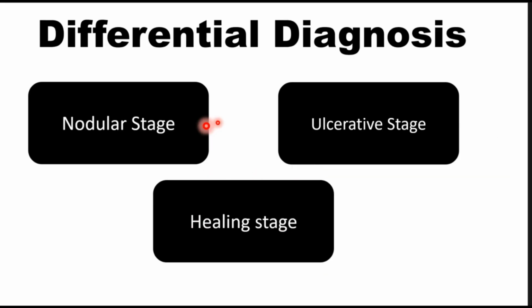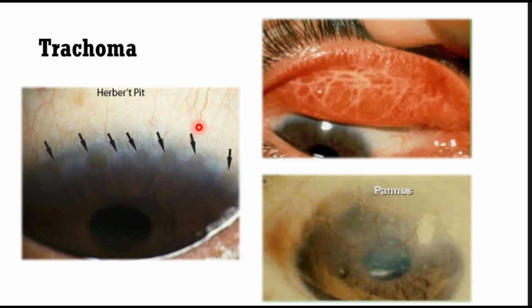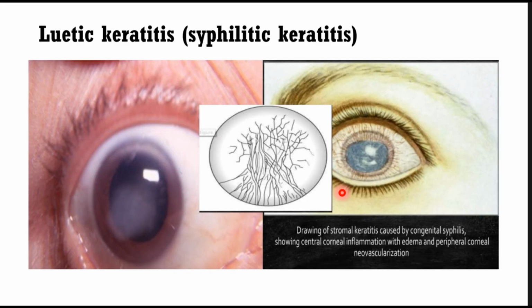What about in the healing stage? Now, usually in phlyctenulosis, you are going to see those fascicular scars, but one differential is that of trachoma. But you can clearly differentiate it from the phlyctenulosis by the presence of these Herbert pits and this fibrosis that you see in the palpebral conjunctiva. And usually the pannus associated with trachoma is a superior pannus compared to PKC pannus, which is irregular and inferior.